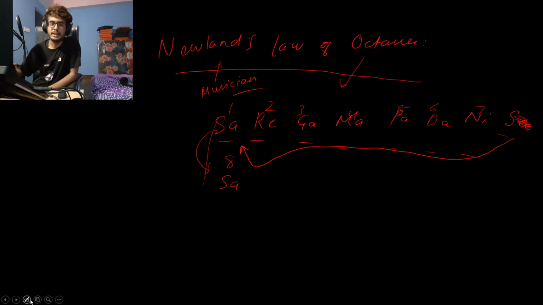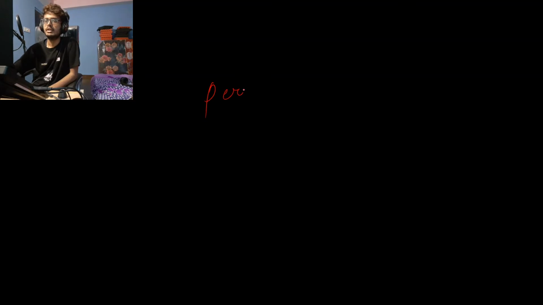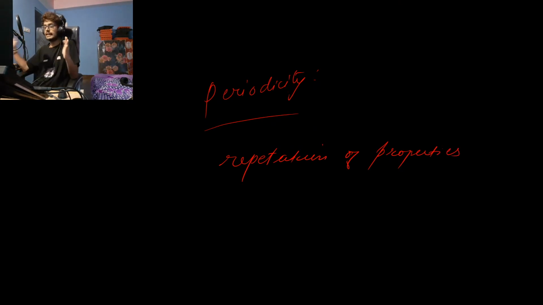So when we come across a new term called periodicity, periodicity is basically repetition of some property in elements. Let's say the first seven elements are totally unique. Now the eighth element has a property similar to the first element, so that is known as periodicity. There is some similarity between two or more different elements, so that is periodicity, repetition of some physical or chemical properties within elements, right? So Newland's law of octaves was the first one where a basic idea of periodicity was introduced.